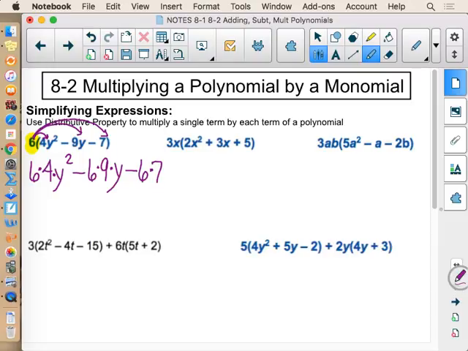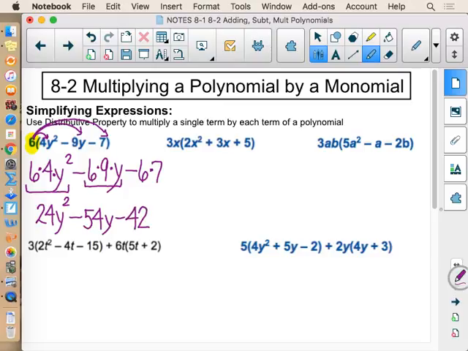Now we need to see if we can make each term simpler. So when I look at the first term, I do know how to multiply 6 by 4. That'll be 24y squared. And the next one, subtract. I do know how to multiply 6 by 9. 9 times 6 is, oops, I almost wrote the wrong number though. 9 times 6 is 54. And then our y, minus, and the 42.